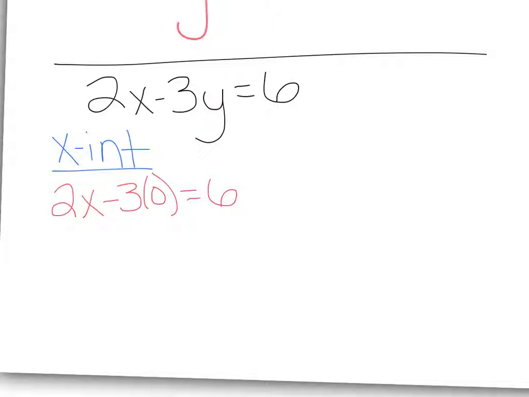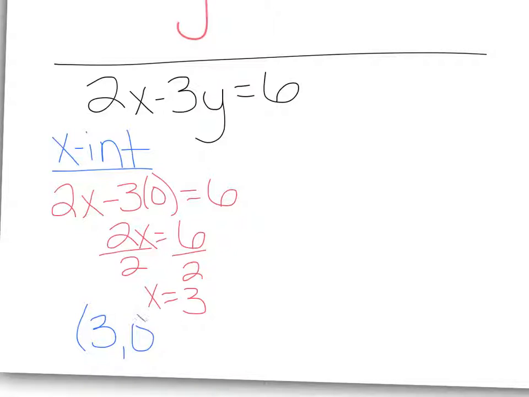Well, 3 times 0 gives me 0, and 2x minus 0 gives me 2x. So 2x equals 6. So x equals 3. So what's my point? 3, comma 0. Okay, I want you guys to go through, find your y-intercept, and I want you guys to be really, really careful with your negative signs.